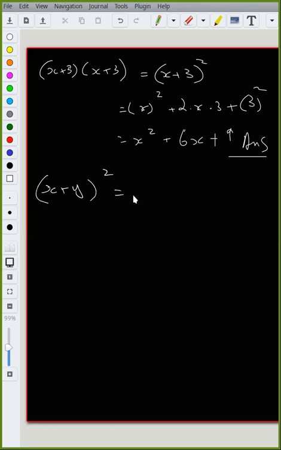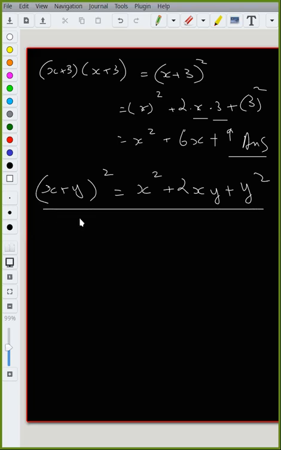What is x plus y the whole thing squared? x squared plus 2xy plus y squared. So this is x, this is y. Okay, sir. Any doubts, anyone in this? Please learn these identities. And if you have a doubt, raise your hand.